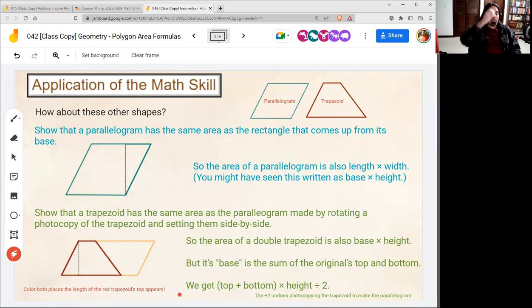Other shapes. There's a parallelogram. That's the one that looks like a rectangle that an elephant sat on. And we want to show that it has the same area as the rectangle that comes up from its base. So we want to make the parallelogram into that. How would you do that? Try pulling on it.